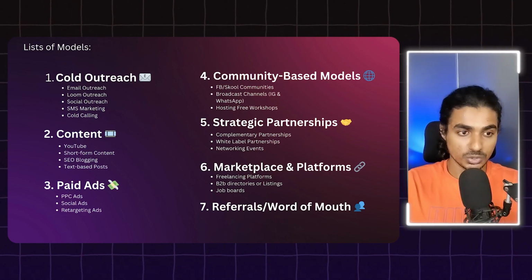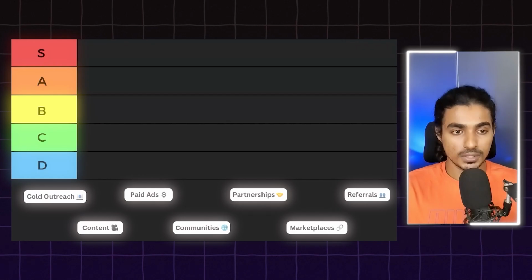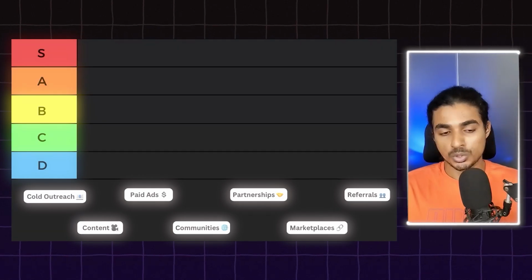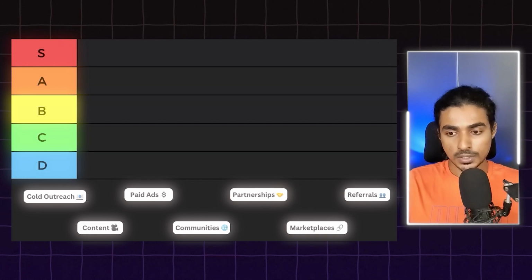If you had to rank each of these categories, that would be a whole separate video, but I have taken the main model and that is what we'll be ranking in this video. So we'll be using the standard tier list ranking system that is popular on YouTube. And as you can see, I have listed down the different models here. Let's get started. So first up, we have cold outreach.